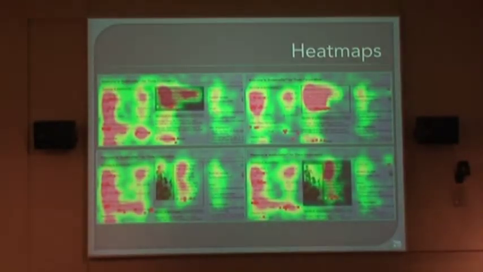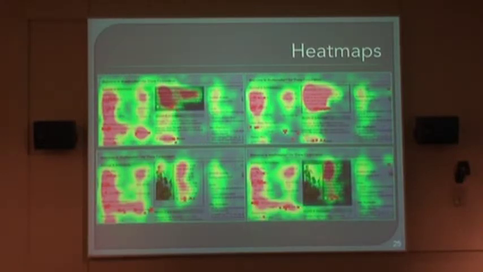Okay, so let's look at the actual results. Here are the heat maps from the eye tracker. By far, this one with the white background got the most fixations and the most clicks. By the way, the red X's represent clicks. It was not even a close race. This is not time fixated, but number of fixations in this area.